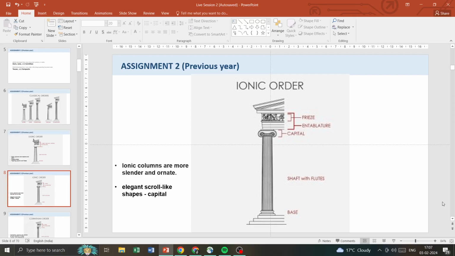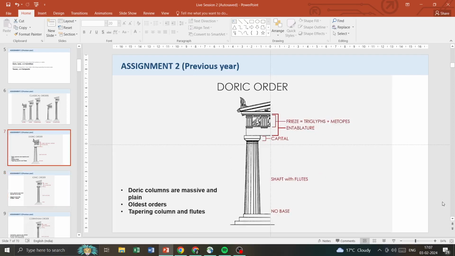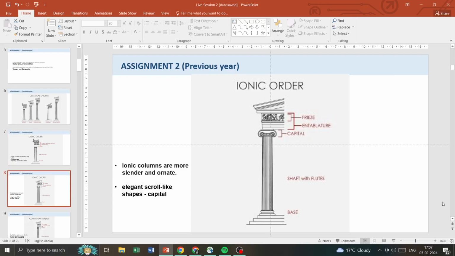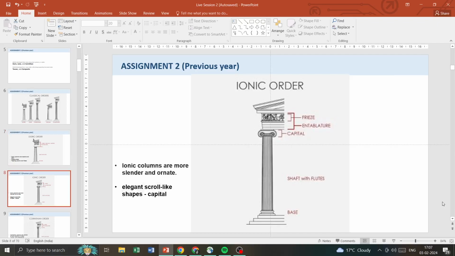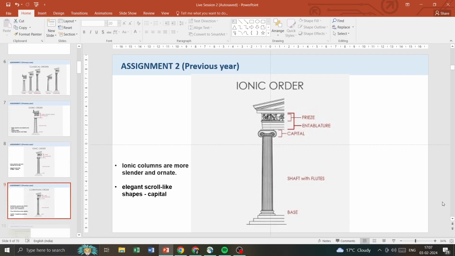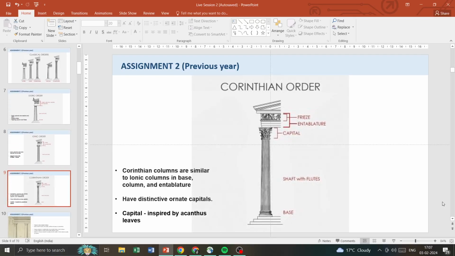Then we have Ionic orders. These are the second type of Greek orders. They are more slender and ornate. If you compare it with Doric order, you see that Doric is a little thick at the base and has a tapering column, while the Ionic order is more slender, a little slimmer, and has a scroll-like capital. In Doric we have a very simple bowl-like capital, and in Ionic we have a scroll-like capital.